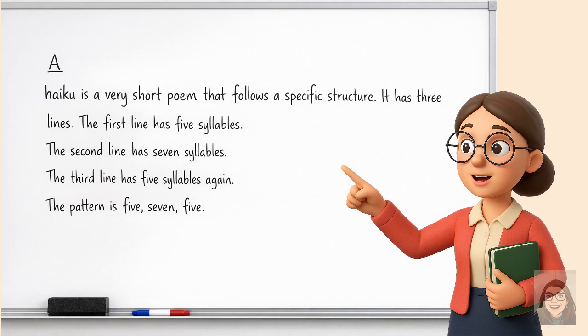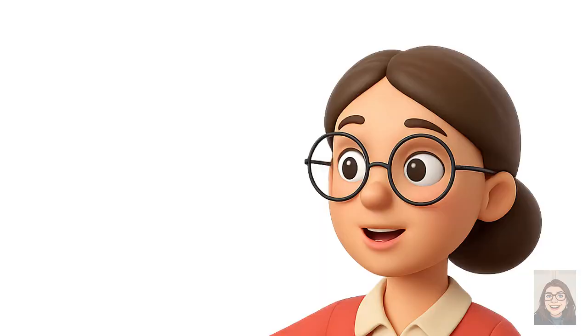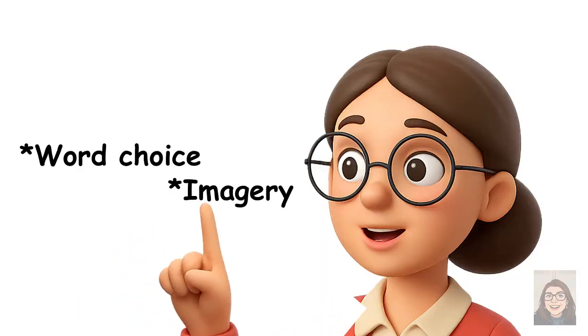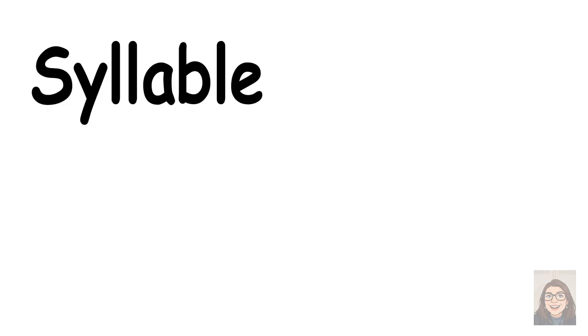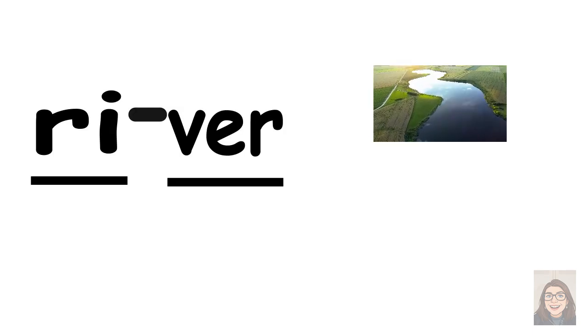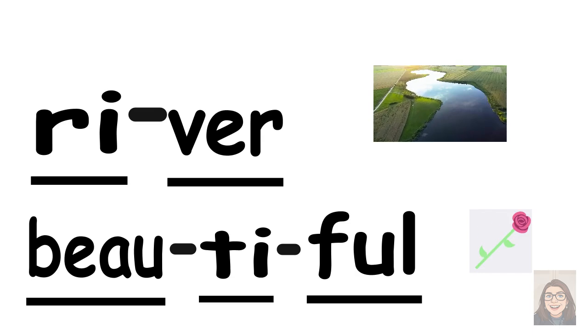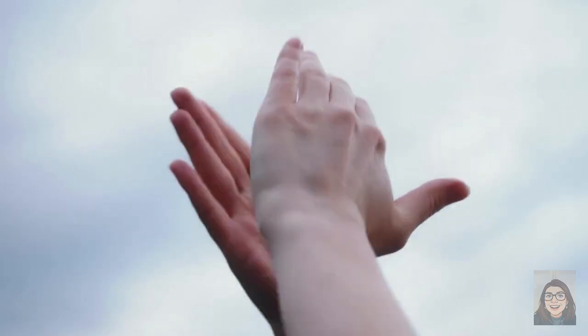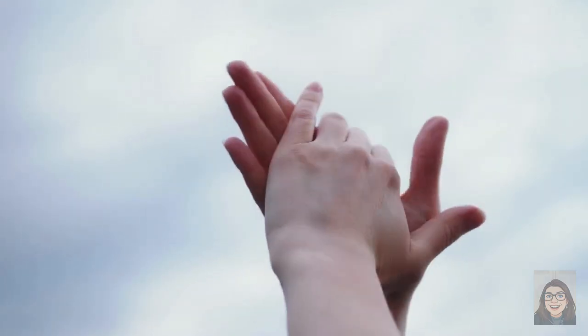No rhyming is required. The power of a haiku comes from careful word choice and clear imagery. When introducing haiku, it is helpful to begin by explaining what a syllable is. A syllable is a beat in a word. For example, river has 2 syllables. Beautiful has 3. Clapping out syllables together as a class can help students hear the rhythm before they begin writing.